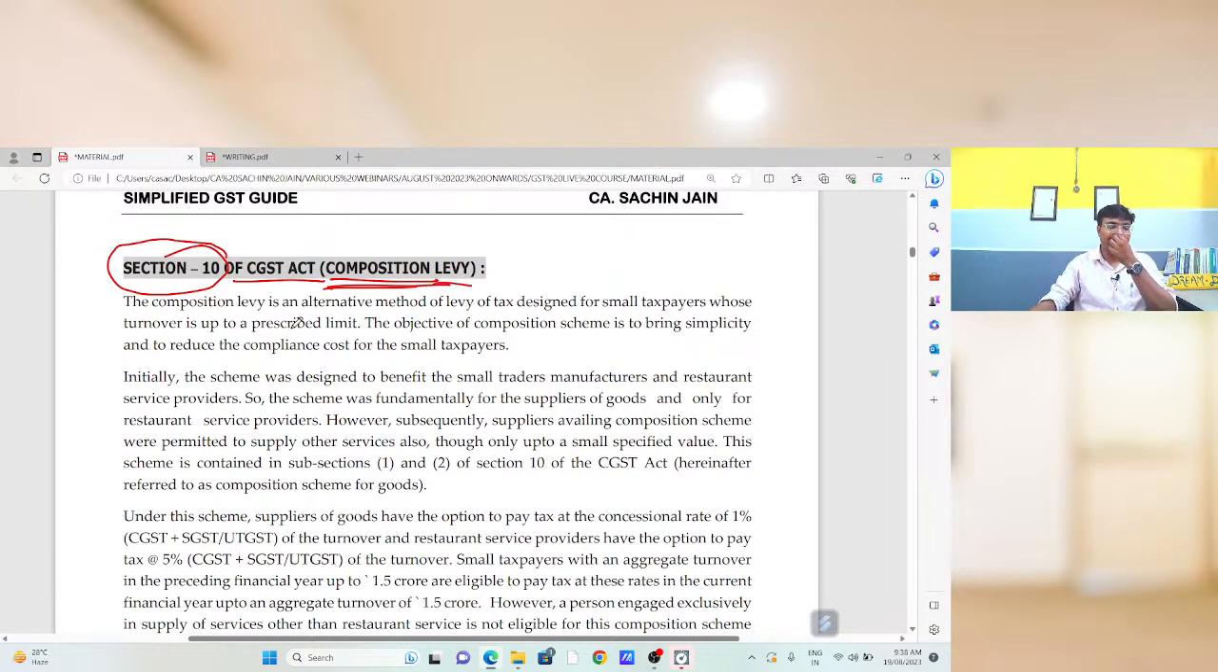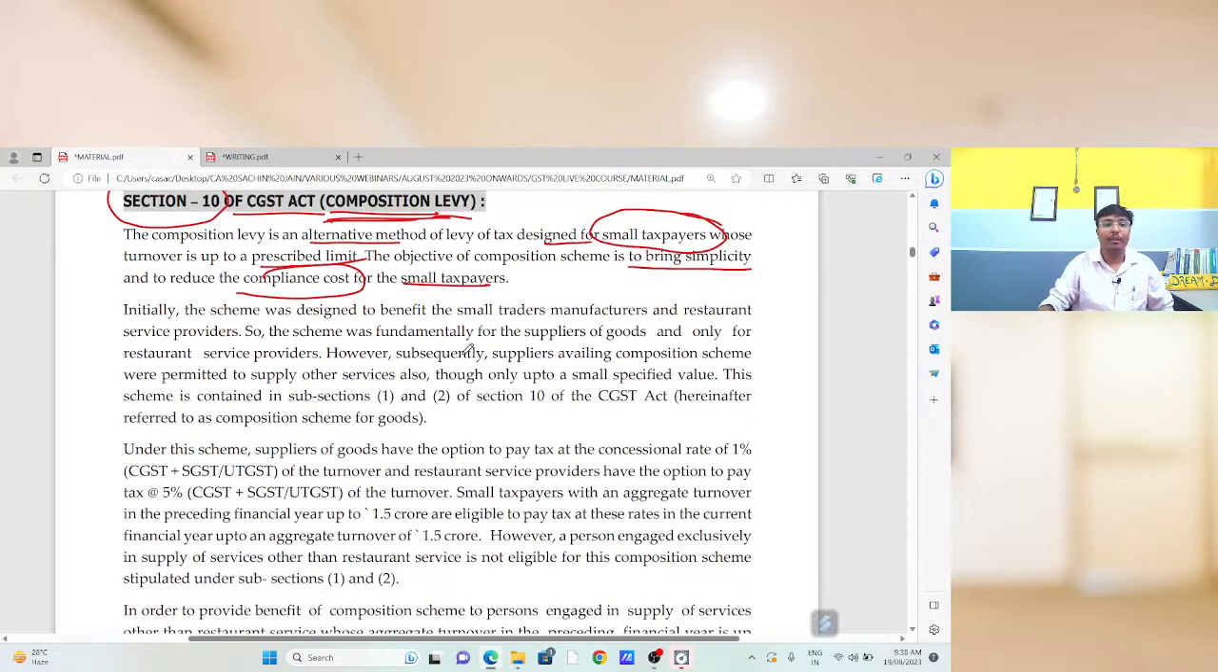Now, composition levy. The composition levy is an alternative method of levy of tax designed for small taxpayers whose turnover is up to the prescribed limit. The objective of composition scheme is to bring simplicity and reduce the compliance cost for the small taxpayer. That is the motive of government for introducing that composition scheme.